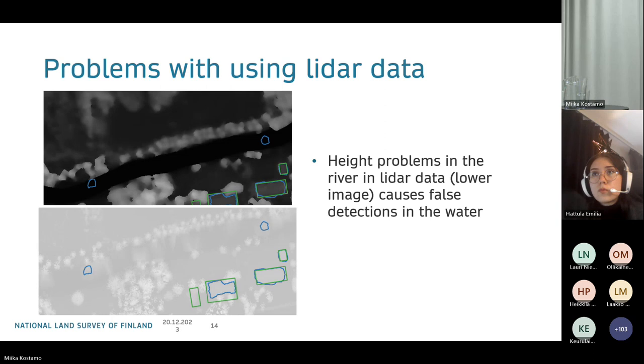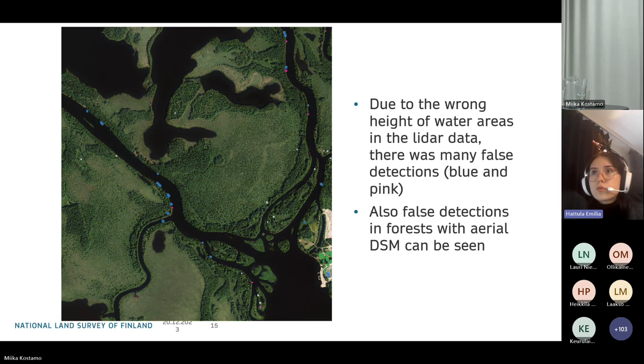And here you can notice also a lot of false detections related to the LiDAR data's water height with blue and pink color. But you can also notice some false detections in the forest in white that were produced if aerial DSM was used.